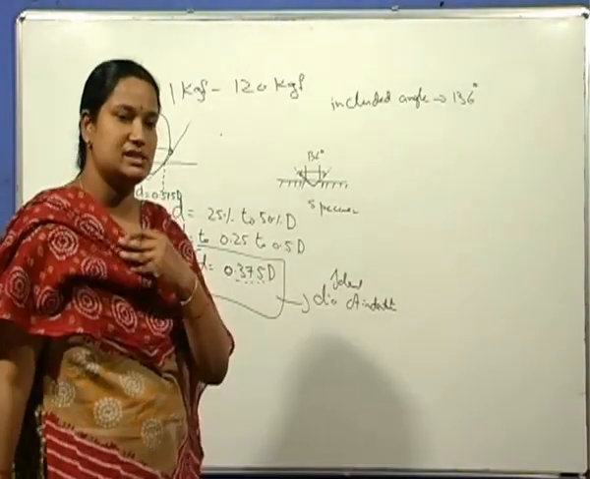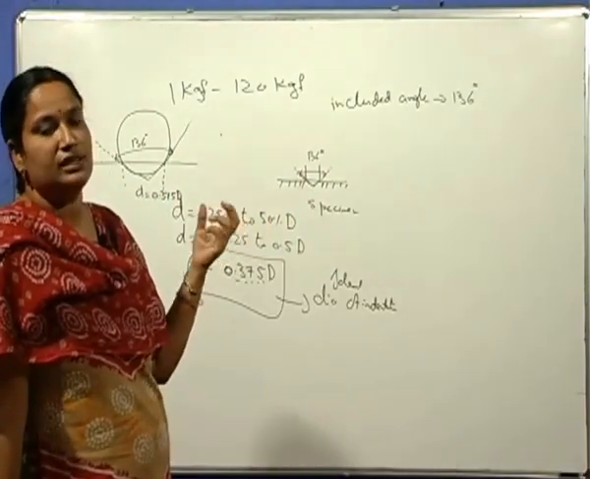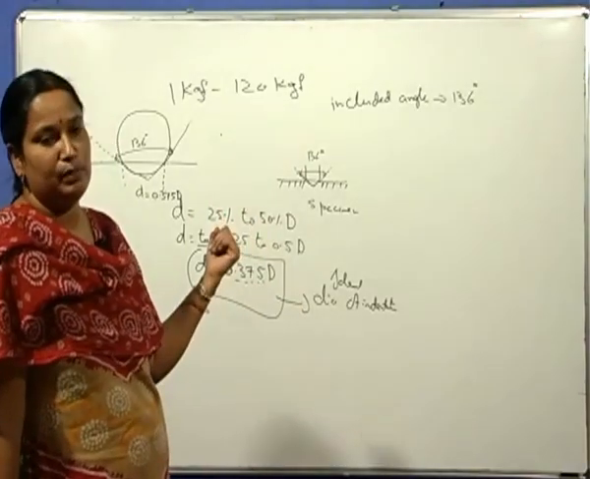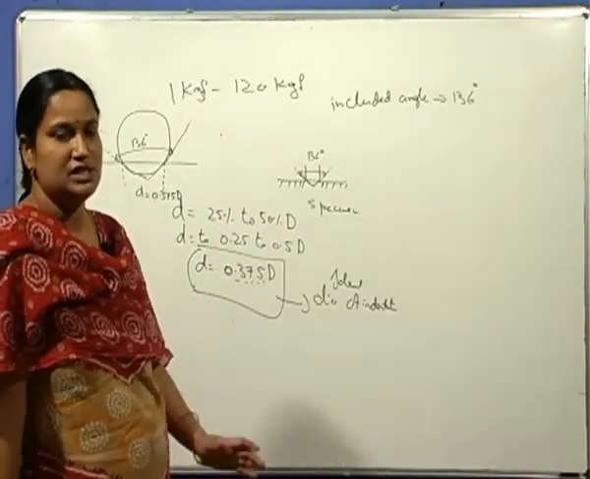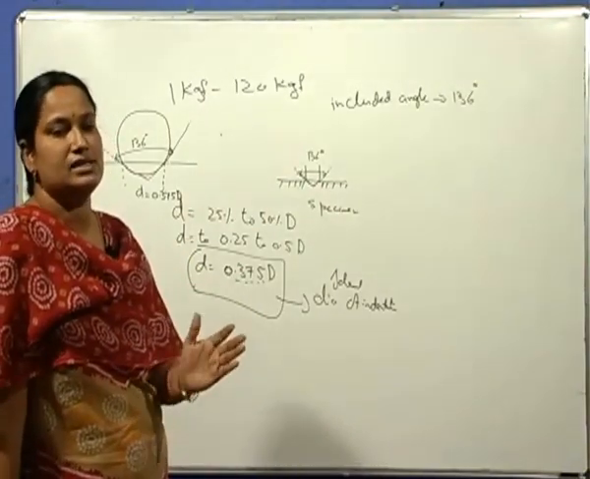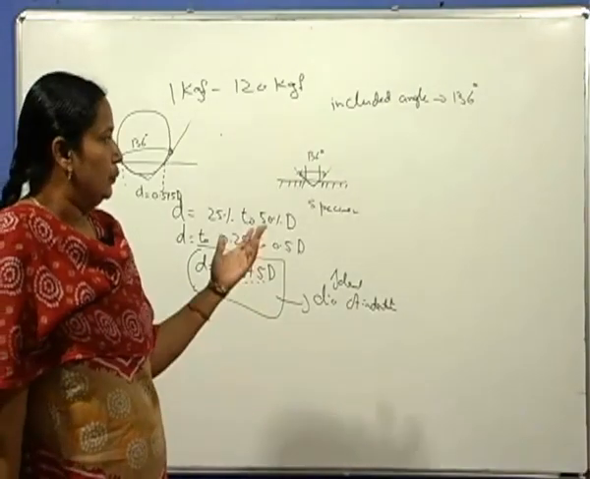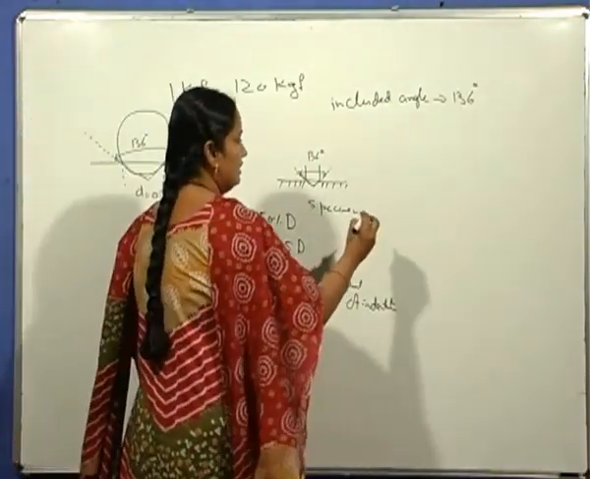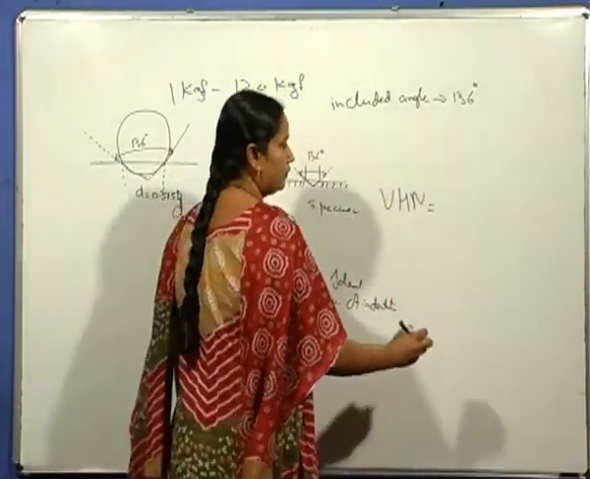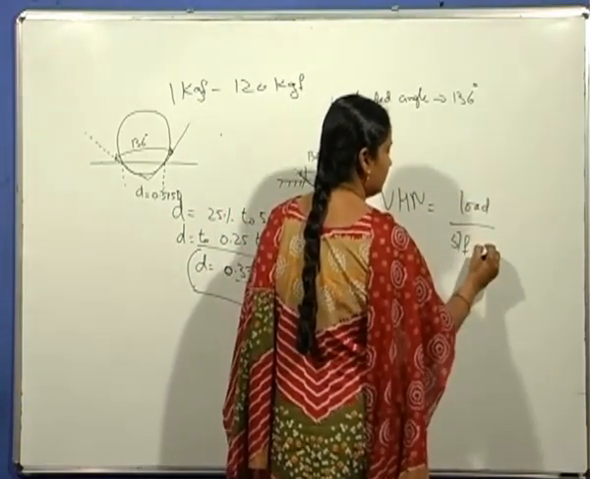So this is the basis for Smith and Sandland to choose this angle in the case of the square base diamond pyramid indenter, such that there will be some similarity between the Vickers hardness and that of the Brinell hardness test. So Vickers hardness test, it is given by VHN, Vickers hardness number, is equal to load divided by the surface area of indentation.